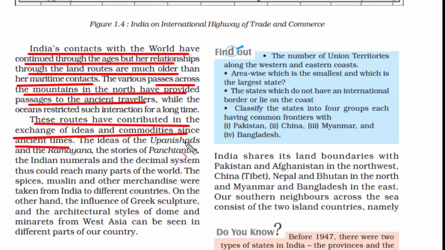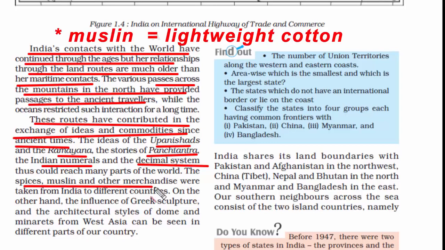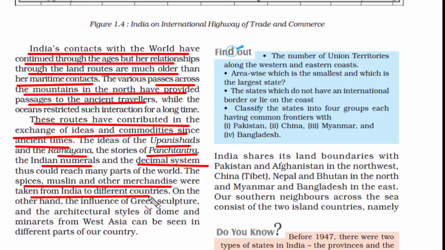It's like how you go to your friend's place who is living in a different state, and when you visit them you exchange ideas, you exchange gifts, you discuss about each other's lifestyle. So in the similar fashion, in ancient time they used to exchange ideas and commodities, and this was solely possible because of these routes. So some of such ideas are Upanishads, Ramayana, the stories of Panchatantra, the Indian numeral and the decimal system. All this could reach many parts of the world. And then there were some commodities like spices, muslin and other merchandises were taken from India to different countries.